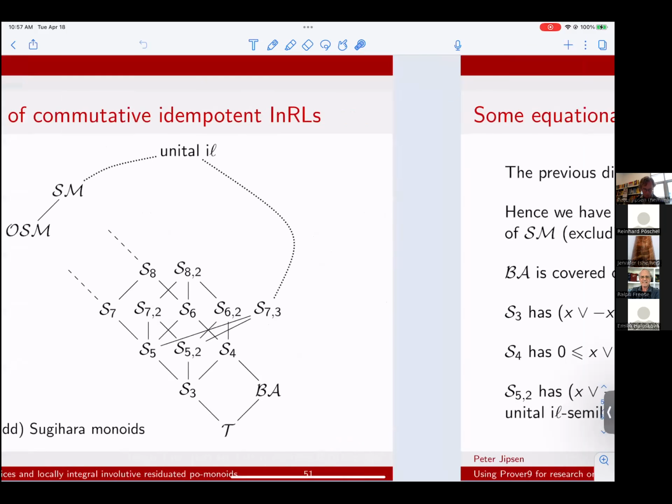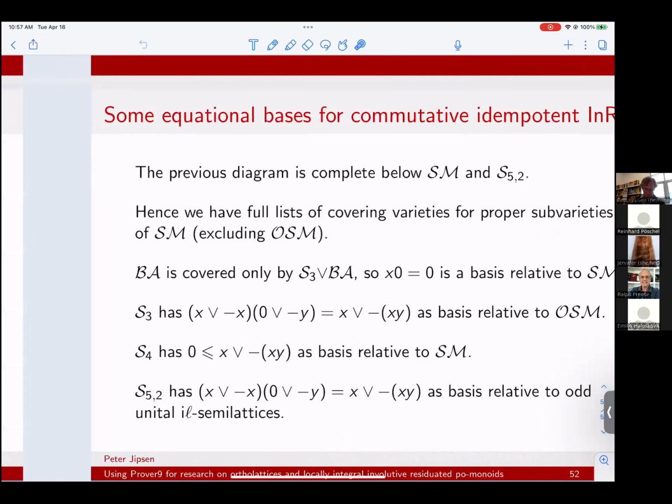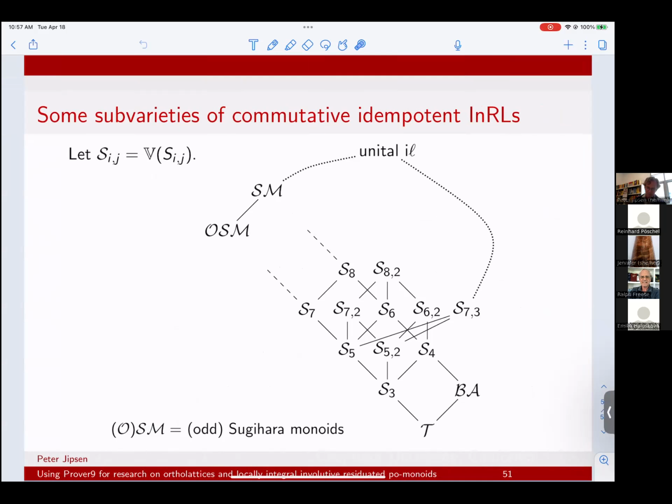Here's some information about equational bases that one can find. So if you're looking inside the lattice of subvarieties of involutive residuated lattices, there are various things you can say here. Again, Boolean algebras show up, just like with ortholattices. Then another family of Sugihara algebras show up. These are these two chains here. And then various others.